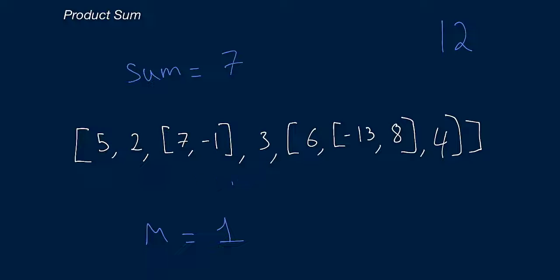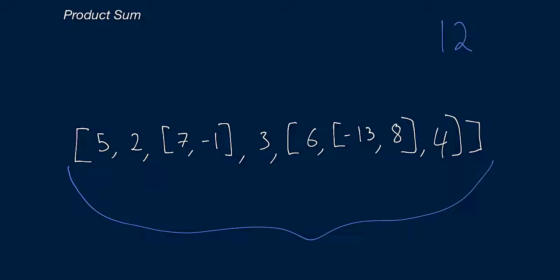So what this would look like is, okay, let me rearrange this. We're on the first call of the method, which is on this array right here. Our sum is equal to 0. Our multiplier m is equal to 1.